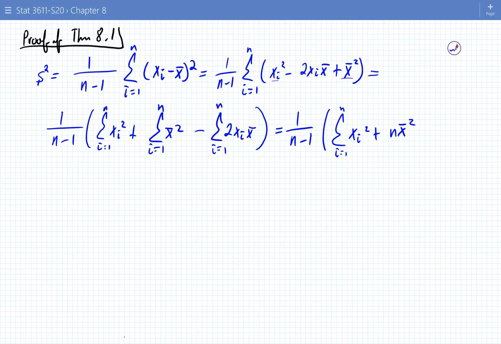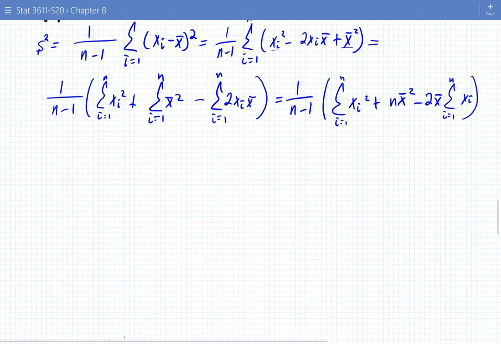N x bar squared. And then looking at the last summation here, again, 2 times xi times x bar. Again, your index is i, so 2x bar is essentially another constant you can factor out of the summation. We have 2x bar times the sum of the xi's as i goes from 1 to n. There we go. Looks good.